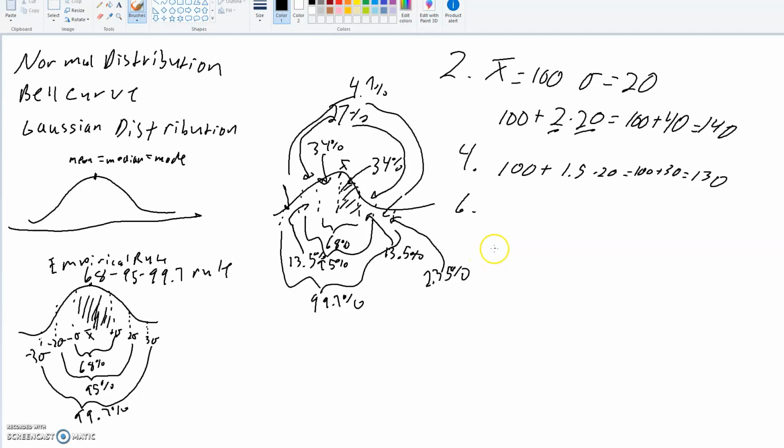Number 6, 1 standard deviation below the mean. So instead of adding our standard deviation, we're going to subtract that standard deviation. So these are pretty straightforward here. Nothing too revolutionary on any of these. Now if you want to pause and look at any of this, feel free to do so now, so I'm going to delete what I have here.